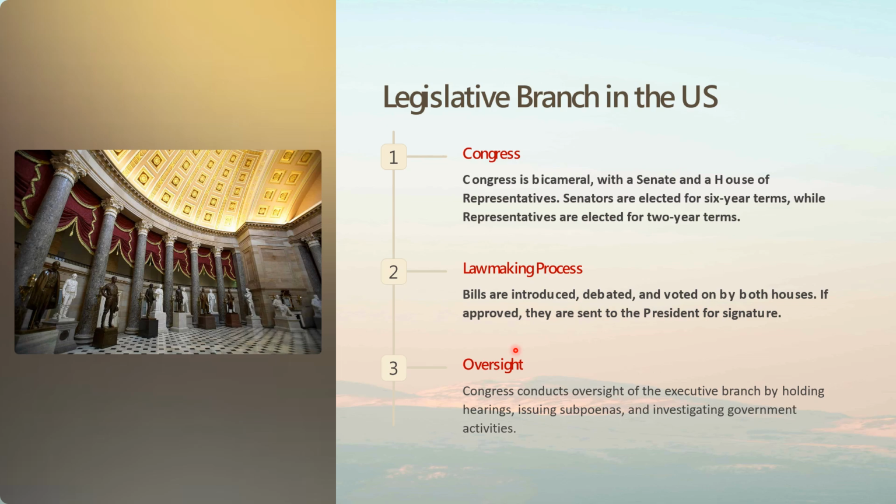Bills are reviewed and debated in committees. Bills are voted on by both chambers, the Senate and the House of Representatives. Differences between the House and Senate versions are reconciled. The final bill is voted on by both chambers. The President signs the bill into law or vetoes it.